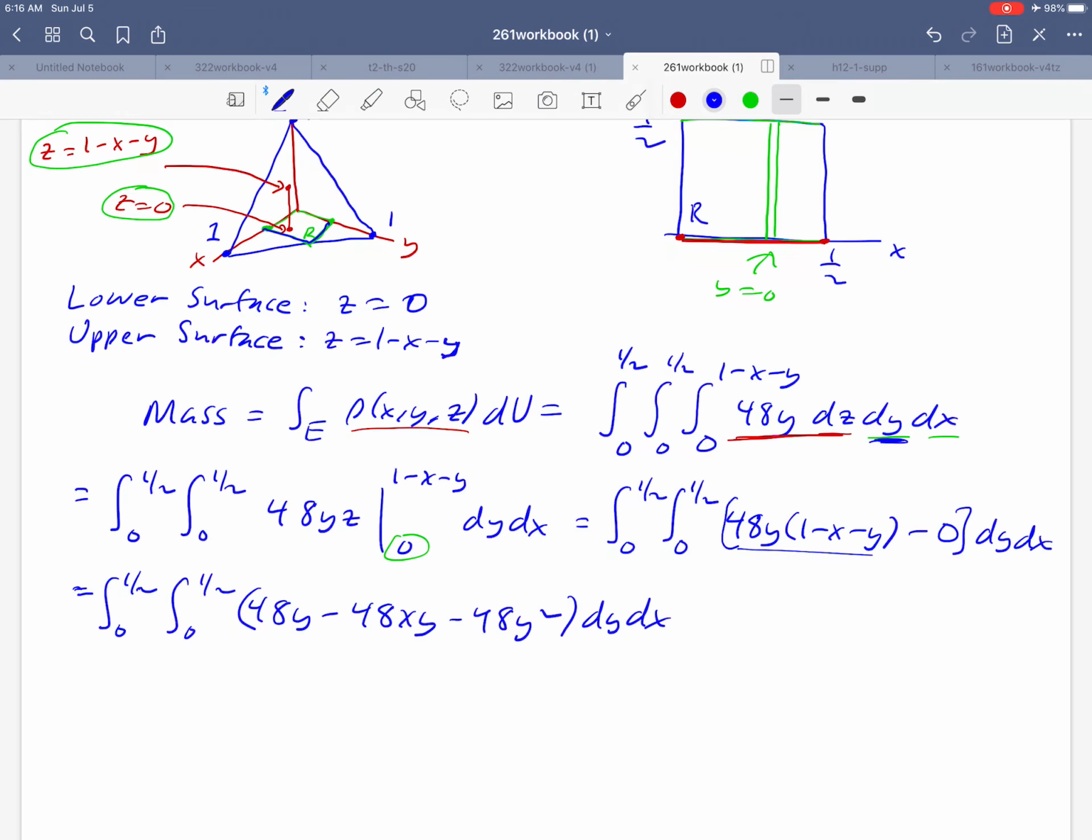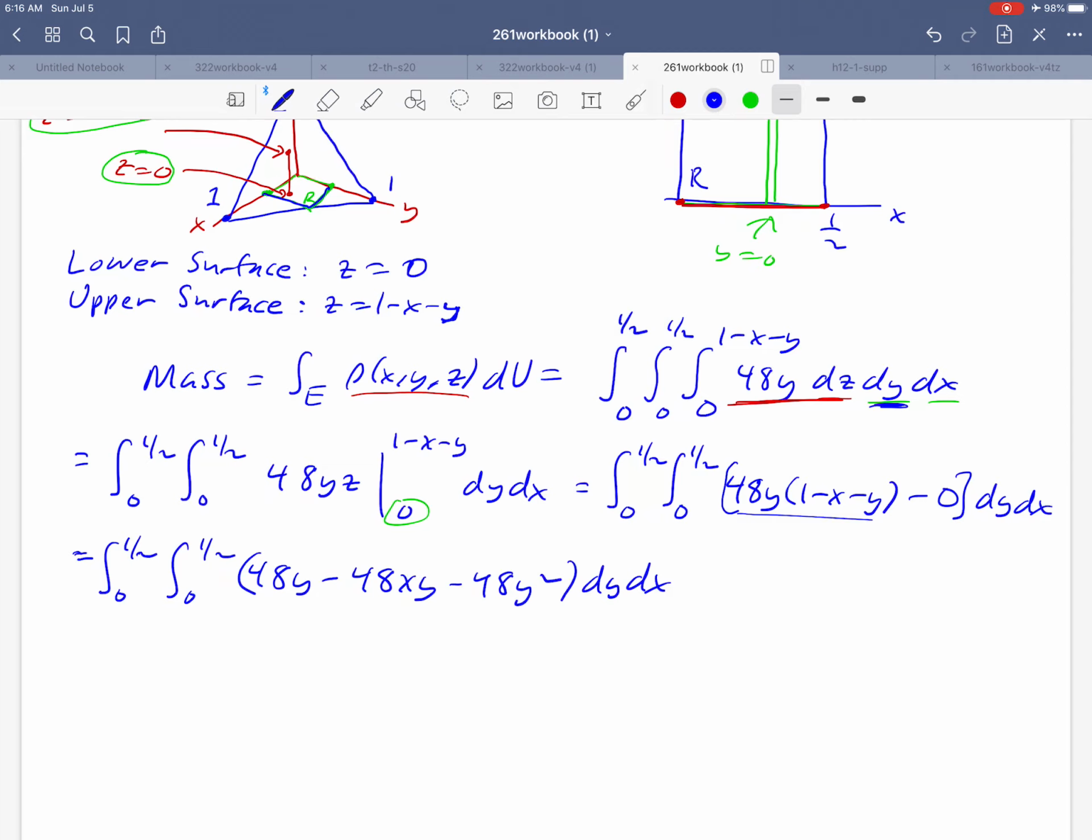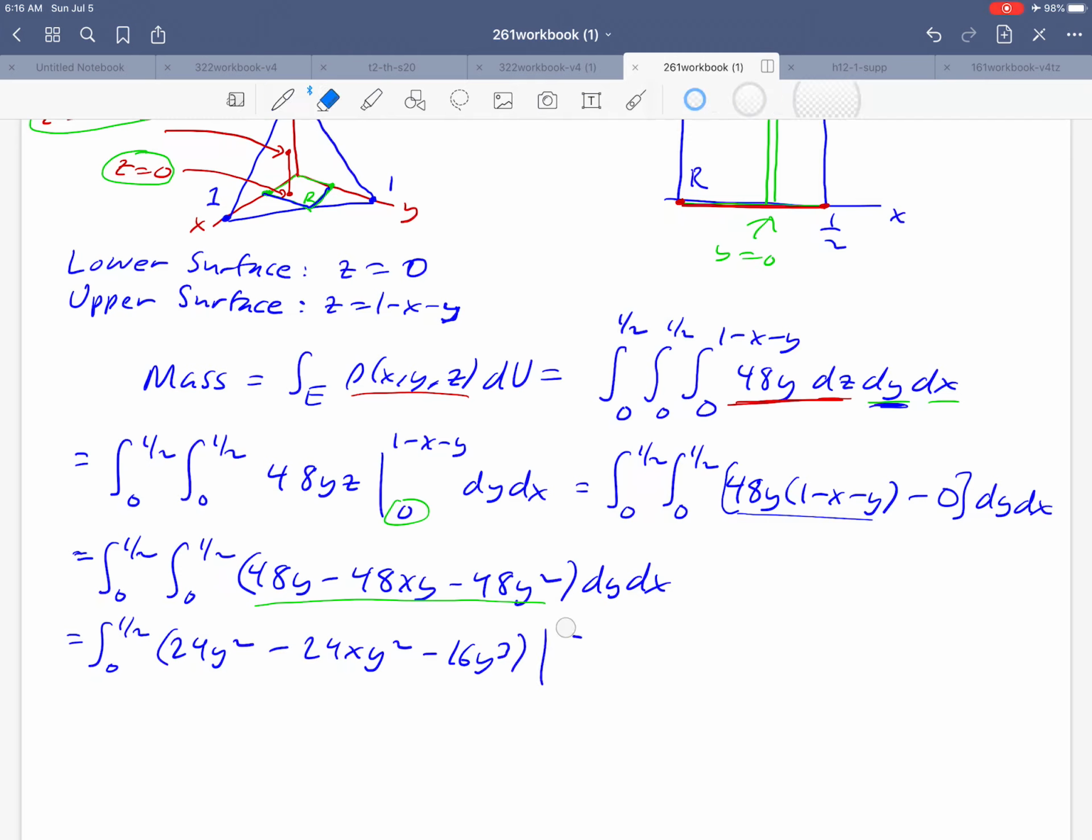Okay, and we've broken it down to a double integral. Double integrals are what we did in the last section, so this process is going to seem familiar, hopefully. So now we need to integrate our function with respect to y, so we'll be treating every x as a constant. The integral of 48y is going to be 24y squared. The next term is going to turn into 24xy squared. And then finally, 16y cubed for the last term. We're evaluating between y equals 1/2 and y equals 0.